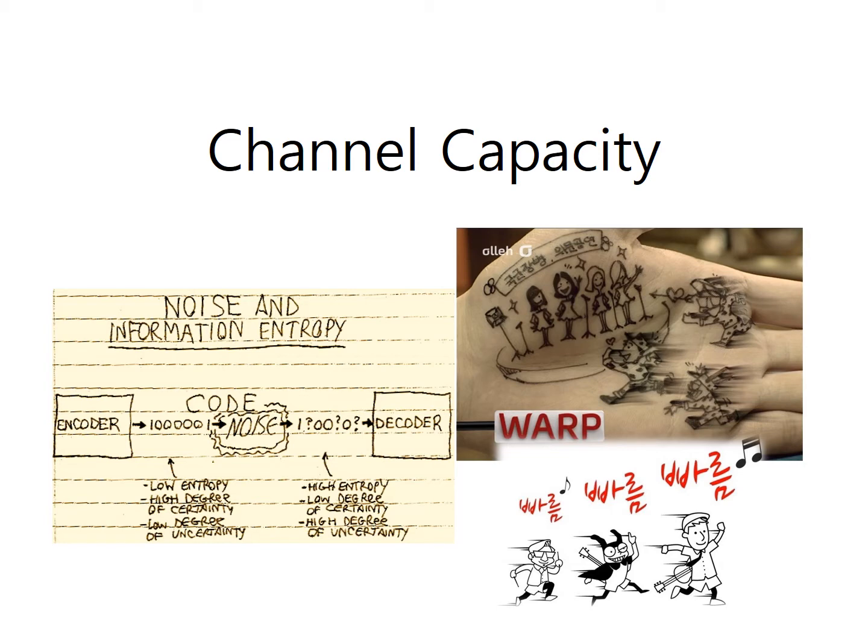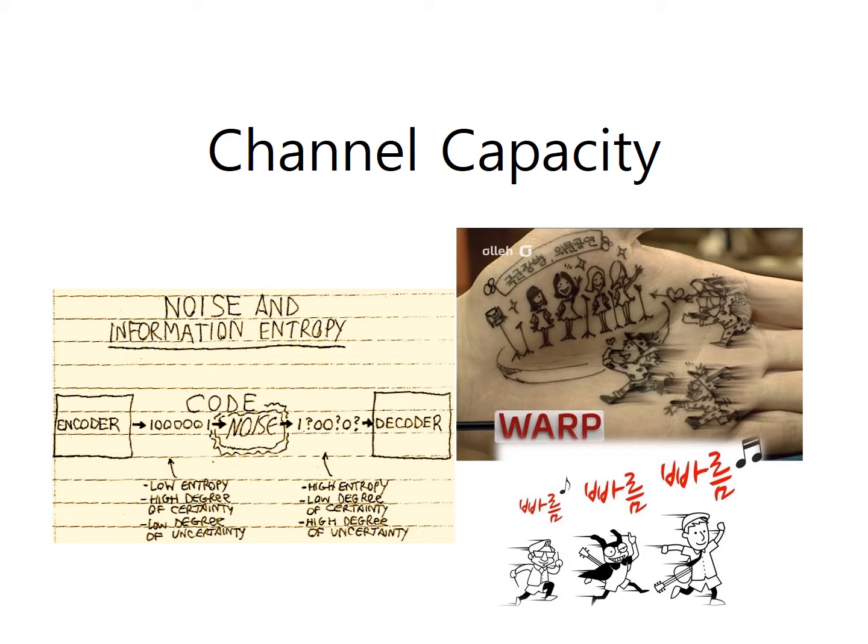A channel refers to a path through which information is transmitted. You are watching the video I am delivering today. This is possible because there is a channel between you and me. Channel capacity indicates how much information can be delivered through that channel, the limit to which information can be conveyed.